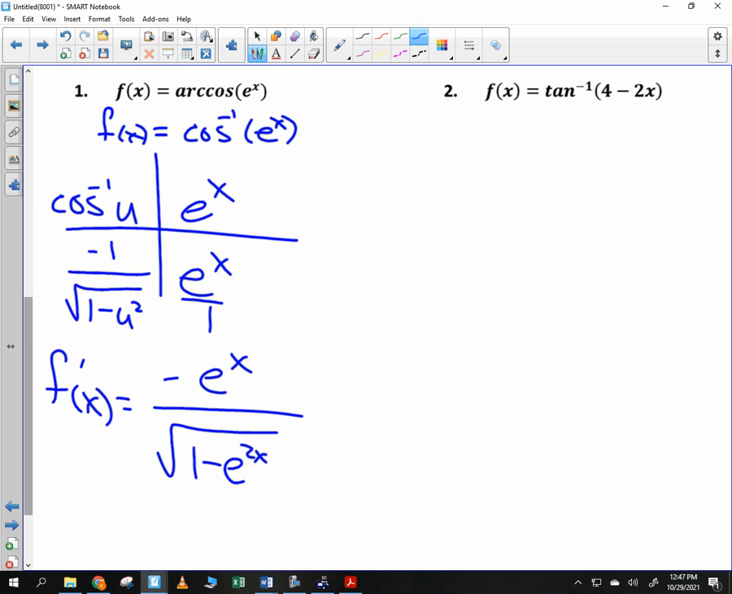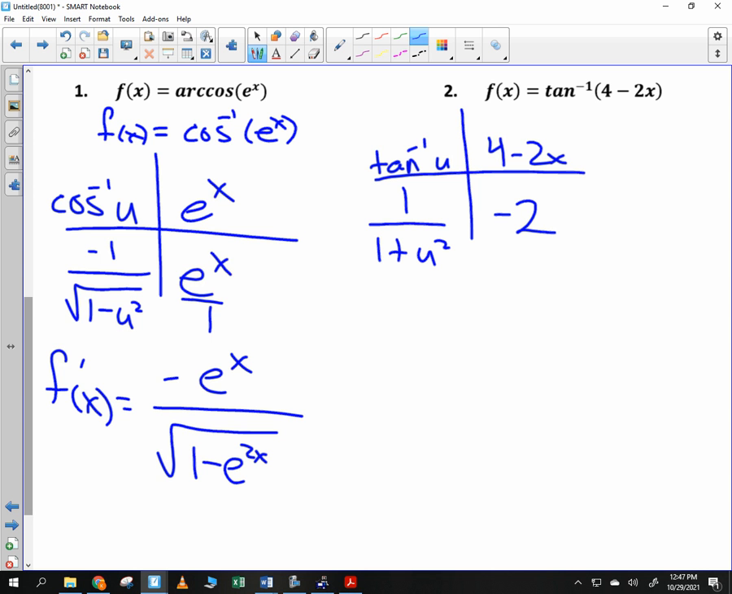We good? This one you use product, right? And chain rule, it's a chain rule. There's no multiplication. It's just tangent inverse of. So I got arctan of u. What goes on the inside? What's the derivative of 4 minus 2x? Negative 2. What's the derivative of arctan of u?